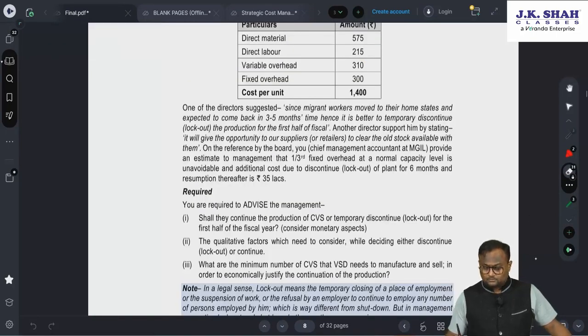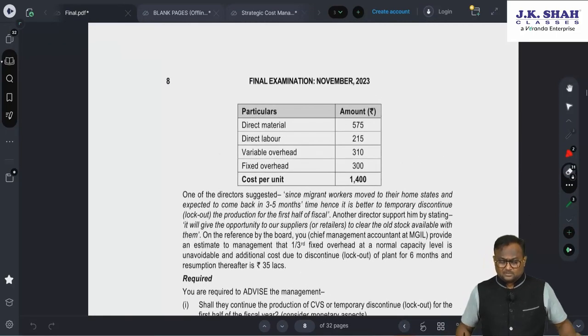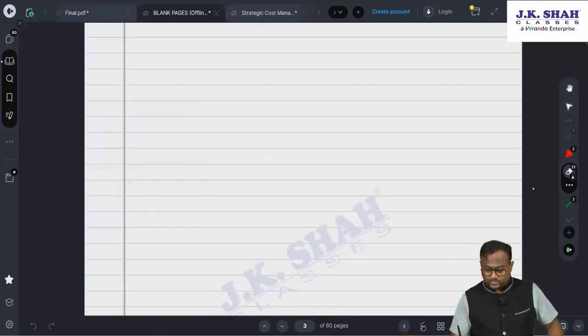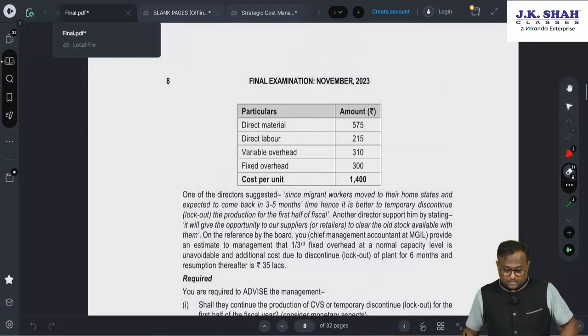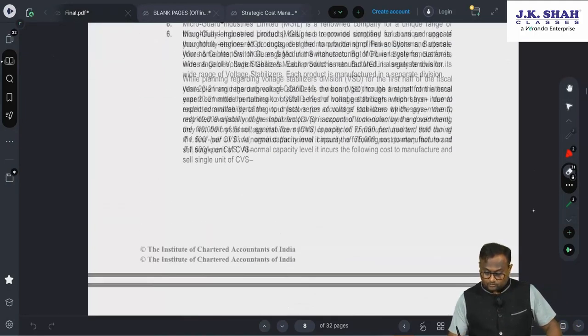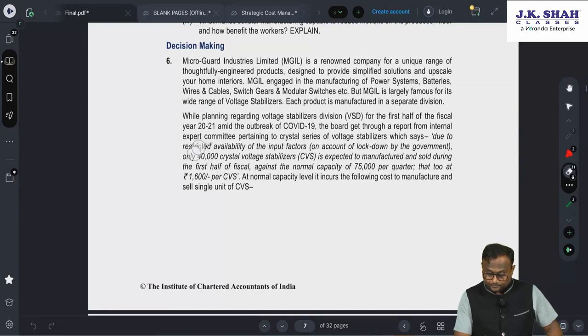So, if you shut down, still some cost will be incurred. So, let's find out a few things. Let's find out the answer here. Guys, you have a demand of 40,000 right now.